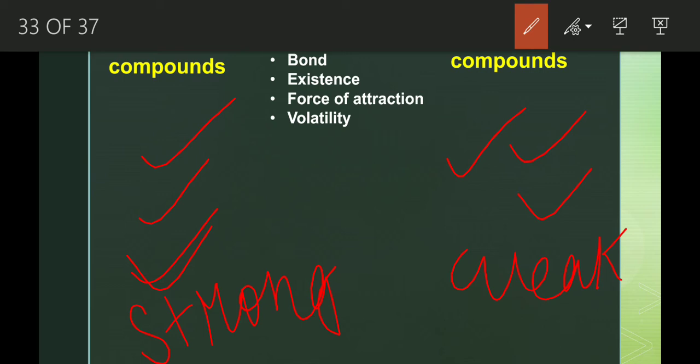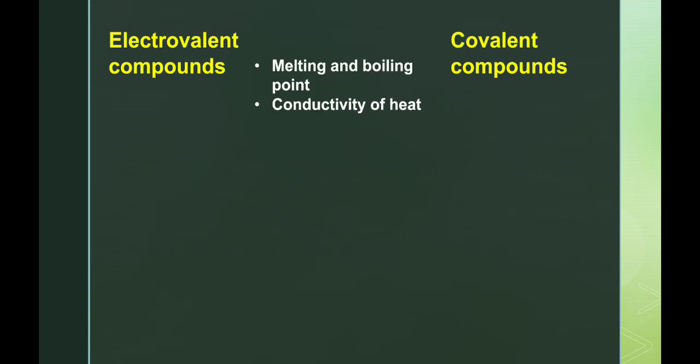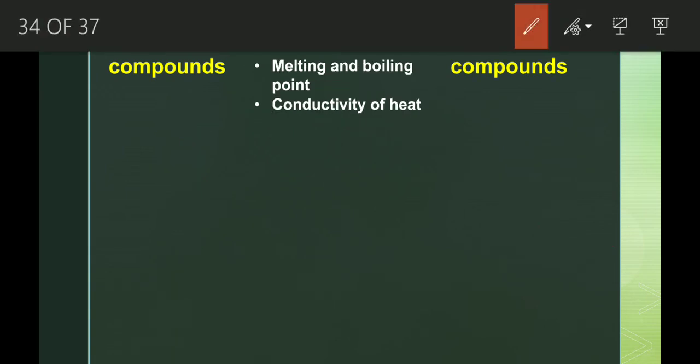Clear? Now, next, the melting and the boiling point in case of electrovalent compounds, both are very high. But in case of covalent compounds, it is low. Why? Because as in case of electrovalent compounds, the force of attraction is very strong.